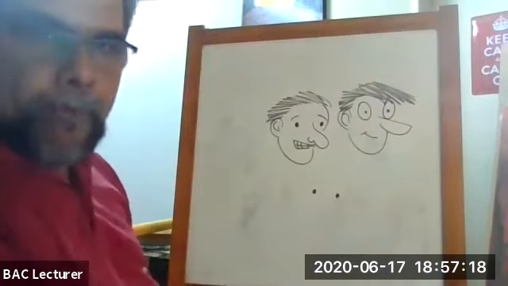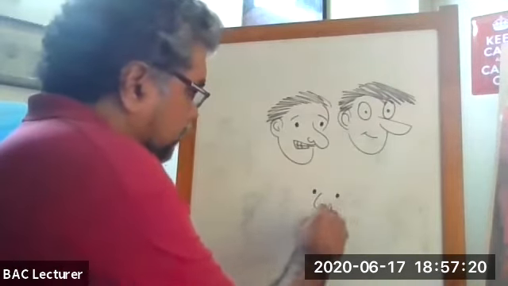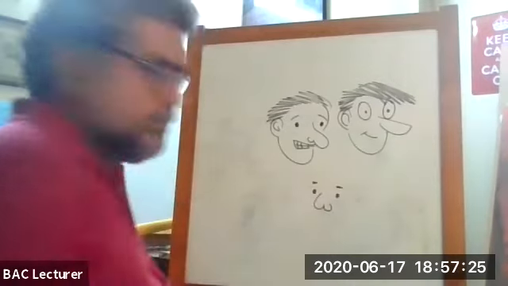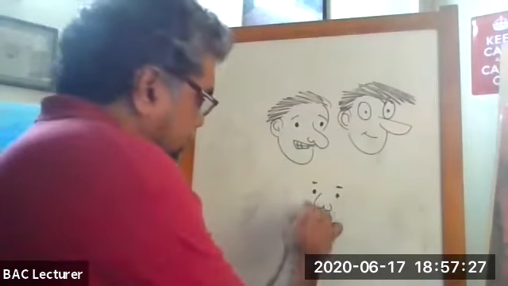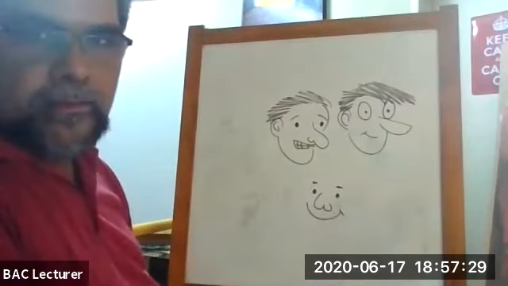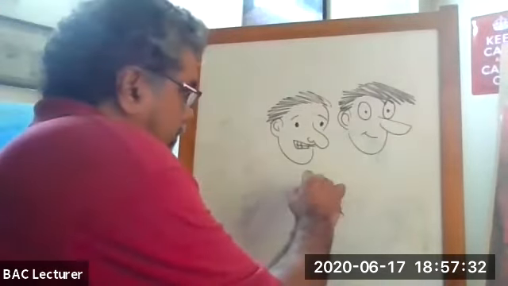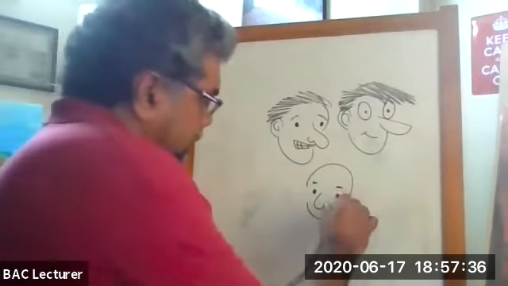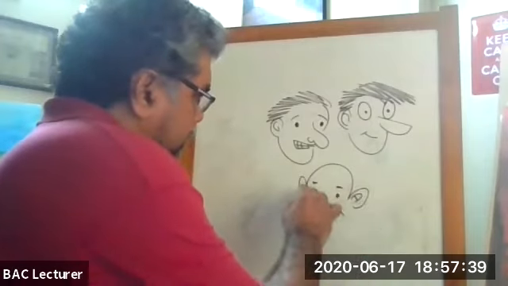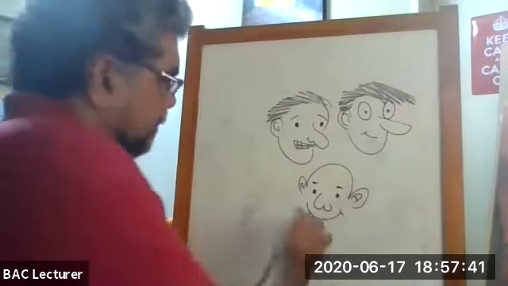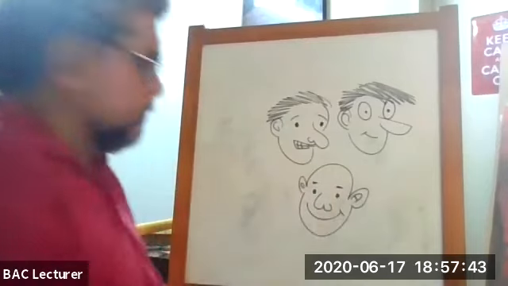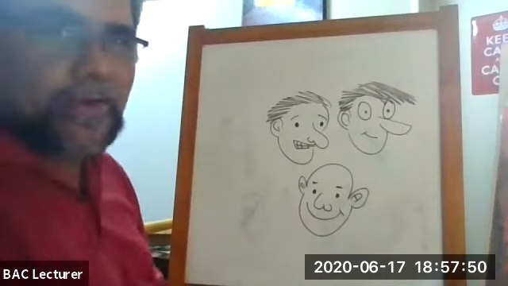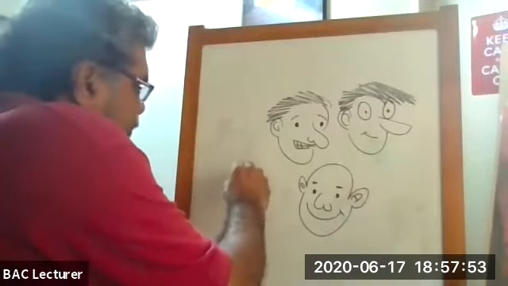Two dots. Nose. Eyebrows. Big smile. Curve. Big ears. And the chin. All right, this guy is bald. Let's try one more.